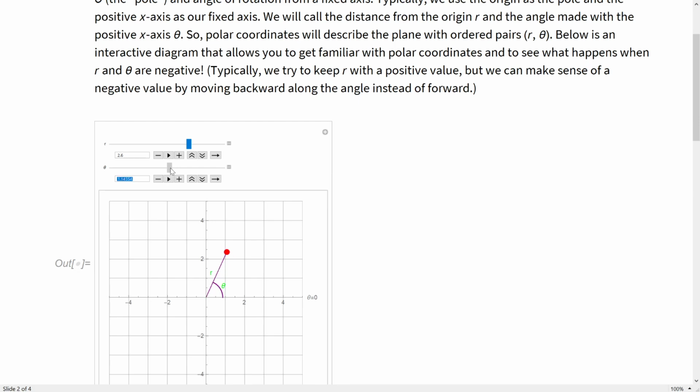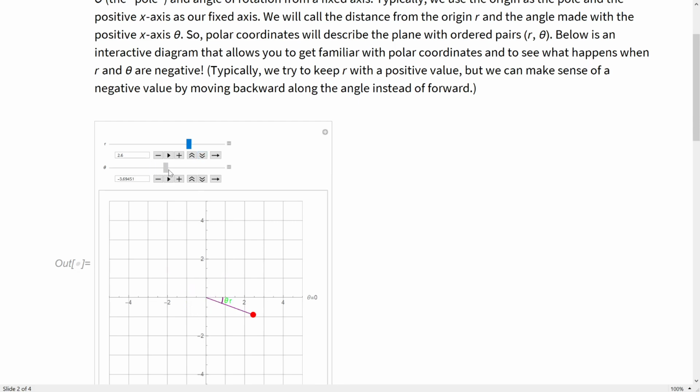Theta, if we increase it in the positive direction, it rotates counterclockwise, and it'll keep going. So, if you make it 6 pi, it's still going to be on the x-axis, but it's going to have wrapped around 3 times. If we make theta negative, like here, this would be, I don't know, pretty close to negative 7 pi over 4, because we've wrapped around the opposite way.